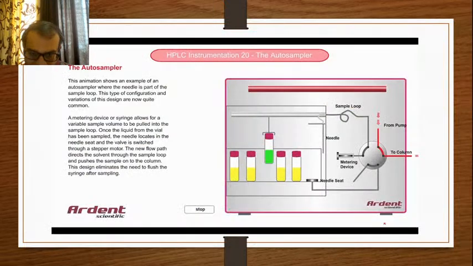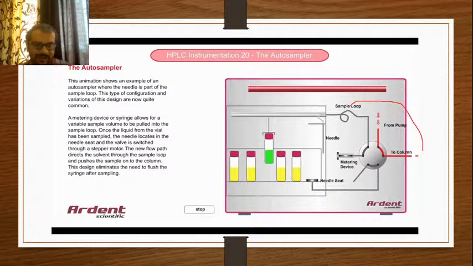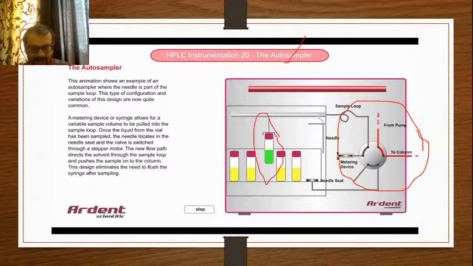Then there is the autosampler also. Remember, the autosampler and the manual injector are basically of the same mechanism, but the introduction of the sample in the case of the autosampler is automated. This is the needle. Suppose this is a test tube, if you choose it for sampling, it will come over here, to the needle seat. Now this needle will get access into this test tube.